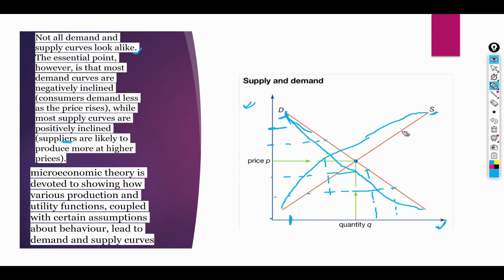If you look at this graph carefully and read it again, it will be more clear to you. Every time you are analyzing a graph, try to plot it like this. If you're looking at the price at one point, at the same time try to look at the quantity. If you're changing the value from here, keep on looking from there. This is the proper way to analyze a graph. Microeconomic theory is devoted to showing how the various production and utility functions, coupled with certain assumptions about behavior, lead to the demand and supply curves.